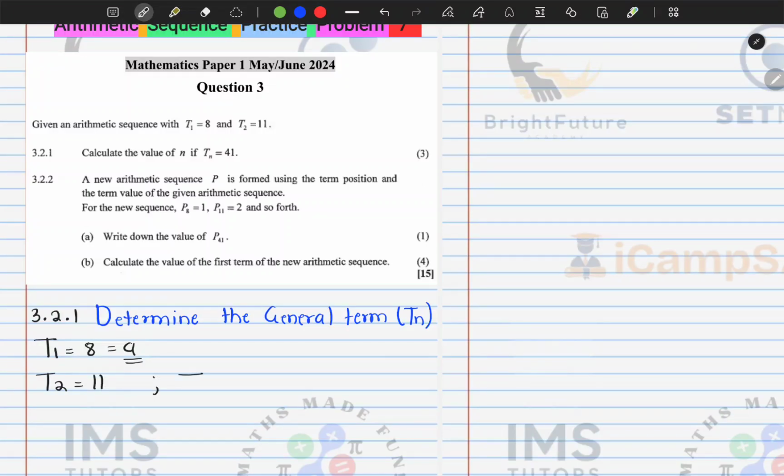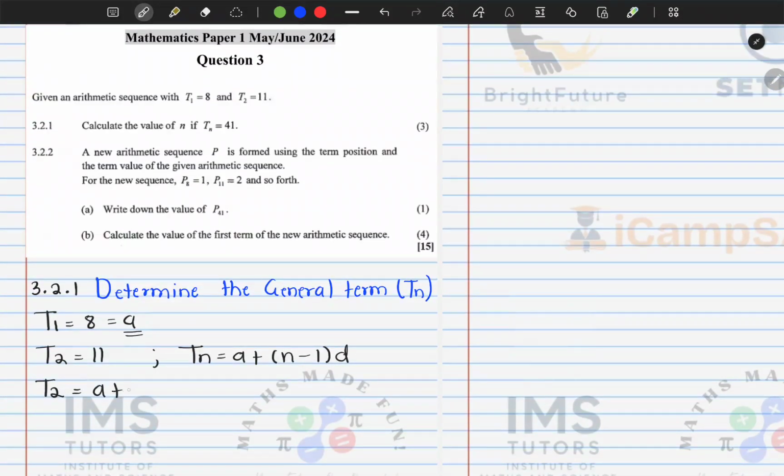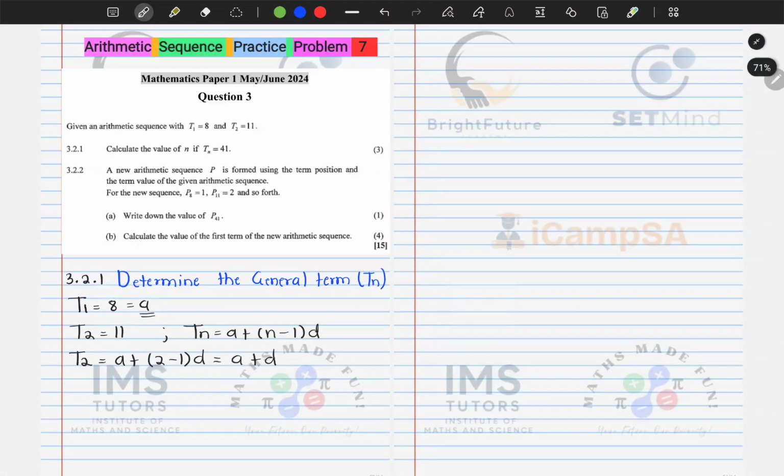But what I know is that Tn in general will just be A plus n minus 1 times D. So if I find T2, what you will see, it will be A plus 2 minus 1 times D. So essentially T2 is A plus D. So it means I can now use the A and the fact that I'm given T2 to be able to determine D. So therefore, if you think about it carefully, T2 is equal to 11, but T2 is also equal to A, which is 8, plus D.